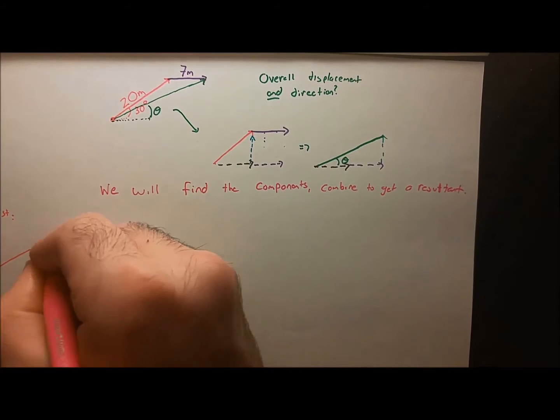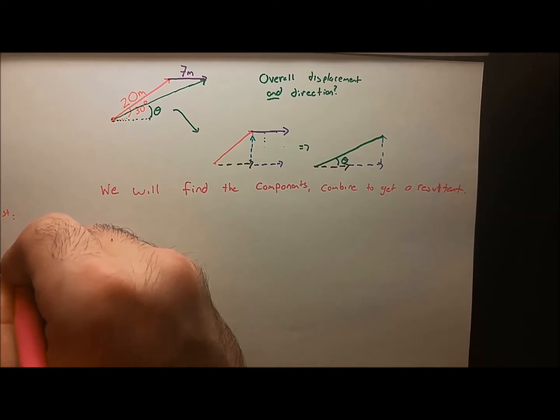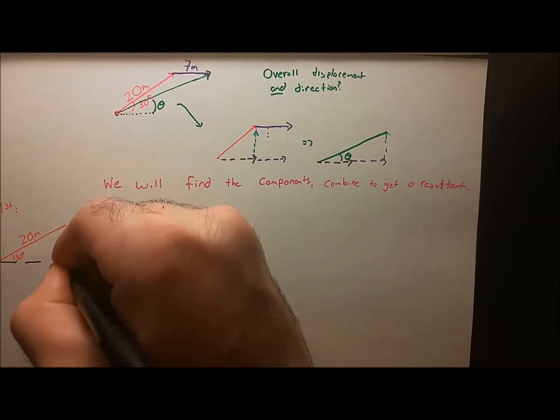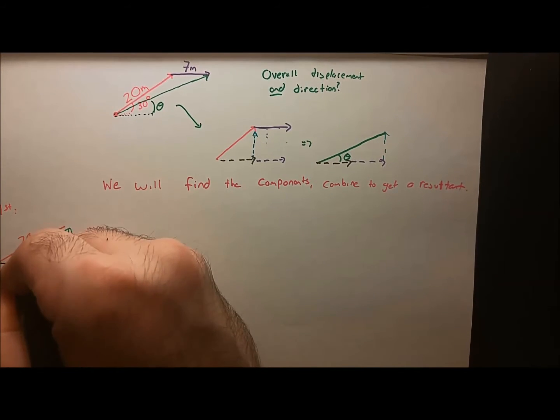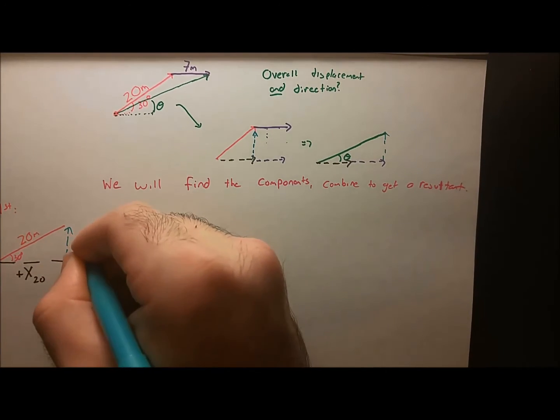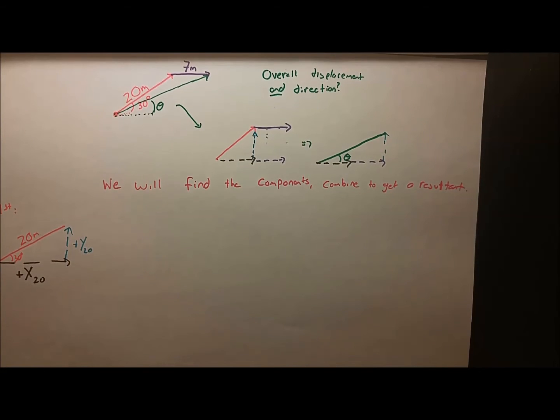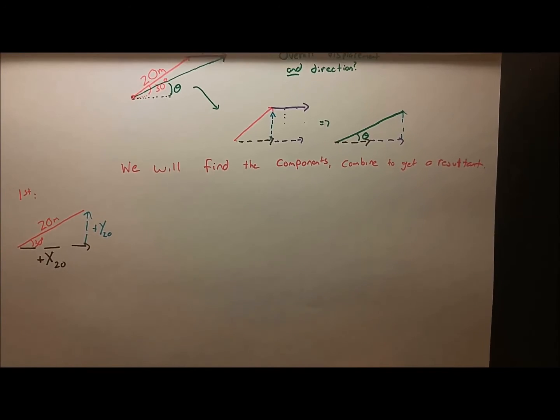So first I'm looking at 20 meters at angle 30. I'm going to draw on the x and y components. They start at the beginning and end at the final result of that 20. So I'm going right and up in this case. X is positive, y is positive as well because I'm going right and up.